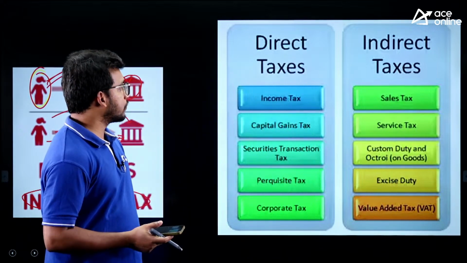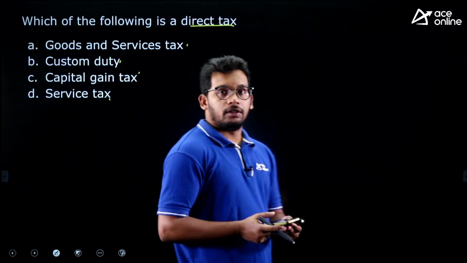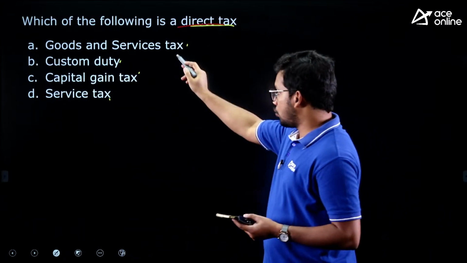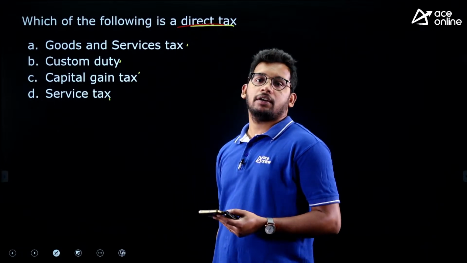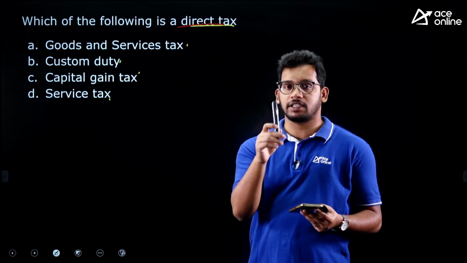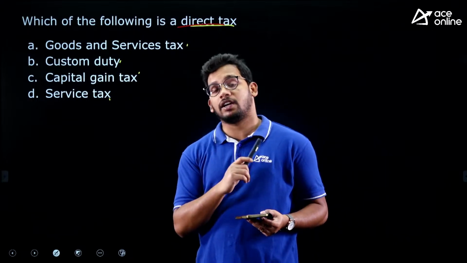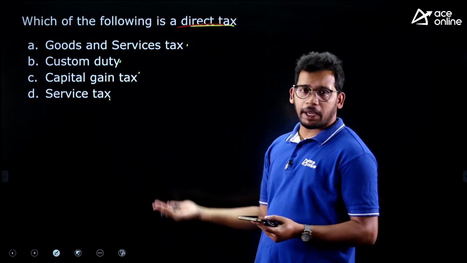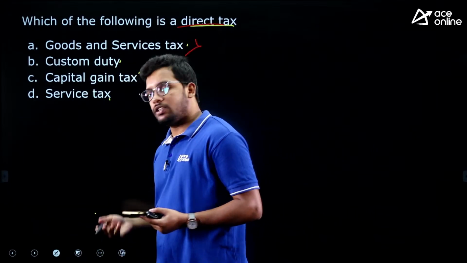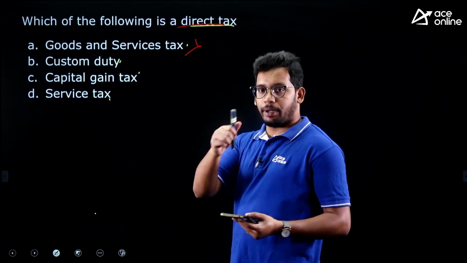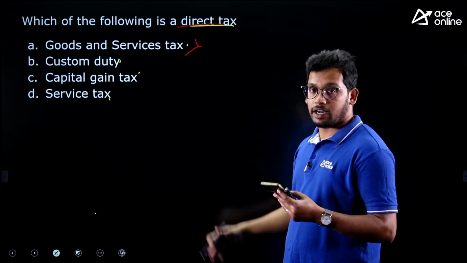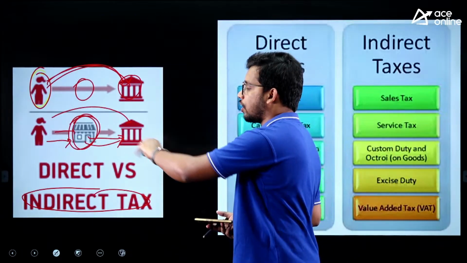Now try to understand. They are asking which of the following is a direct tax. Are you paying GST directly to the government? You are buying this pen and there is a GST, for example 5%. Are you paying this directly to the government? No, you are not paying it. You are not paying GST directly to the government. You are paying it to the person who sold this. Now try to answer this after understanding the discussion of direct and indirect taxes.